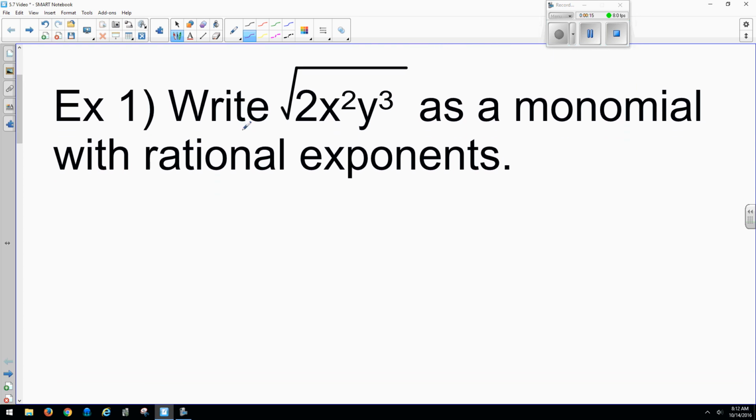So, we're going to look at this first example. Write the square root of 2x squared y cubed as a monomial with rational exponents. Before we do that, though, I'm just going to give you the rule. Let's say we have b to the 2/3 power, and I want to turn that into radical form.